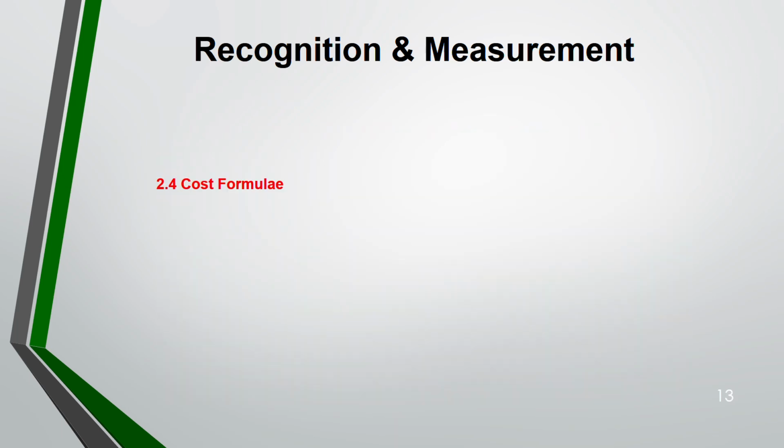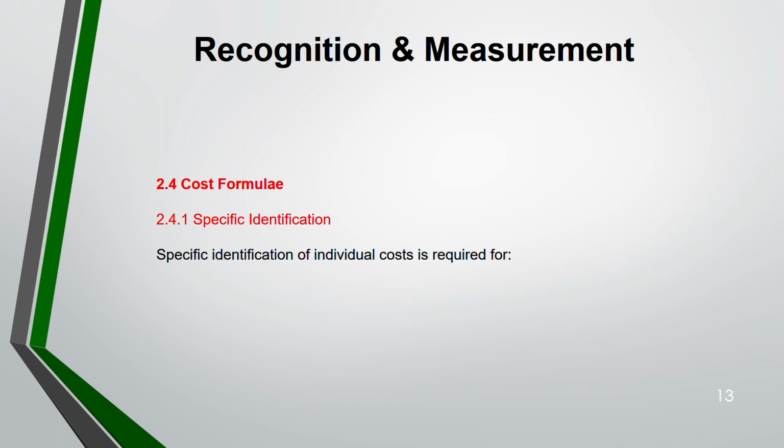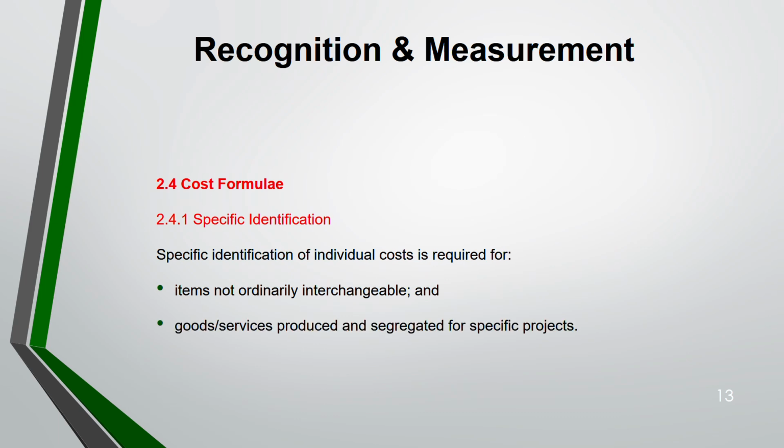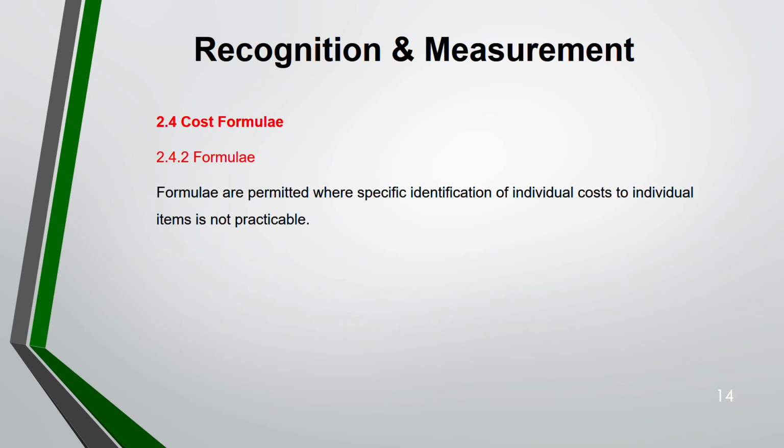Now, cost formula. So, specific identification. Specific identification of individual cost is required for items not ordinarily interchangeable, and goods and services produced and segregated for specific projects. Now, the formulas are permitted where specific identification of individual cost to individual item is not practicable. Where you can't tie the individual cost to the individual item, then you have to use a formula.